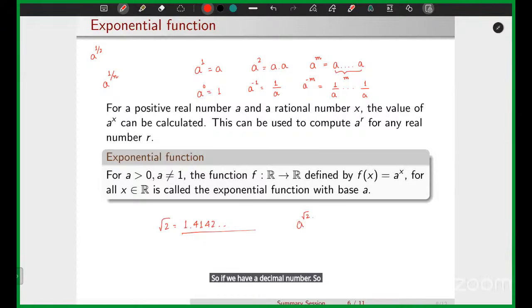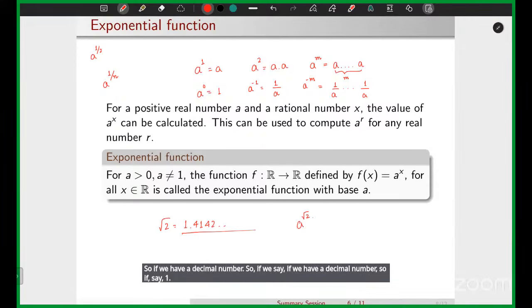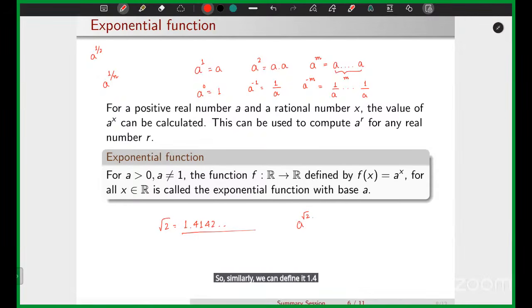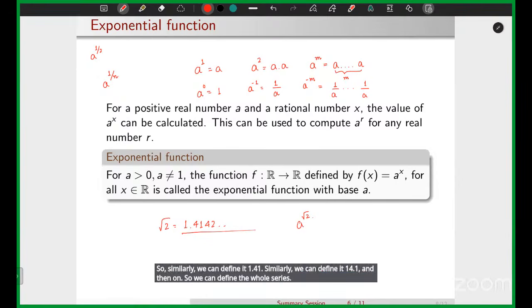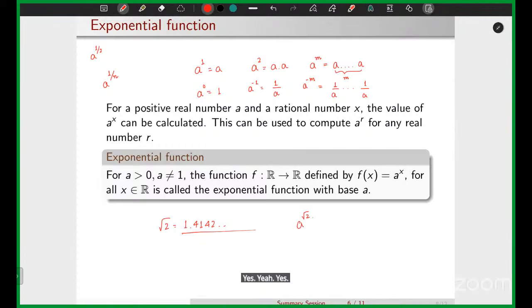If we have a decimal number, say 1.4, we can define it. Similarly, we can define 1.41, and so on. So we can define the whole series. This is how you actually go about doing it.